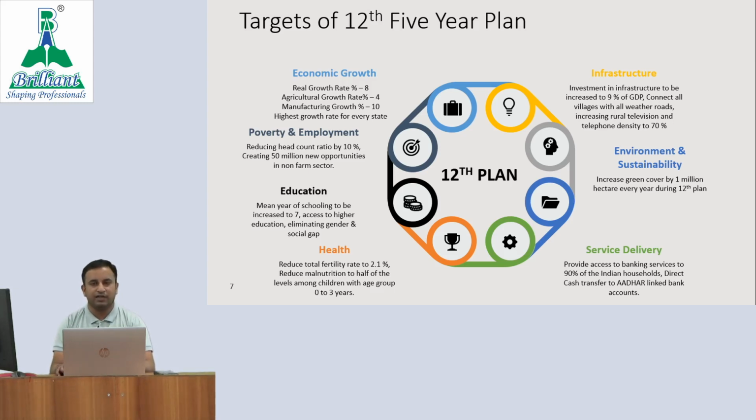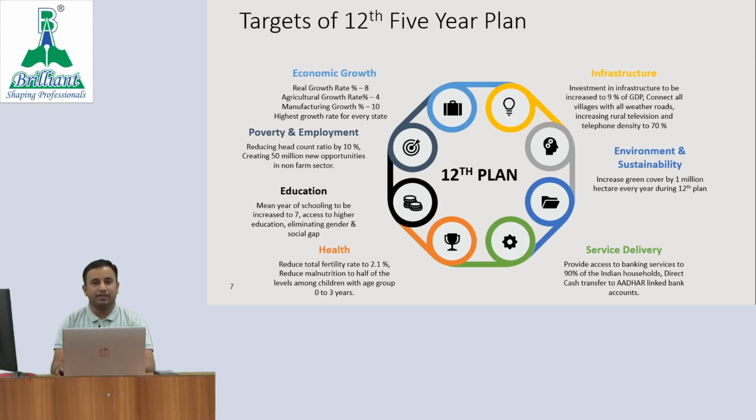So this was the target for poverty, and 5 crore new jobs in the non-farm sector. Non-farm sector is the sector which is not related to the primary industries. So it is the non-primary sector or non-agriculture sector. So the job creation of almost 5 crores was the target which was set for the 12th 5-year plan.